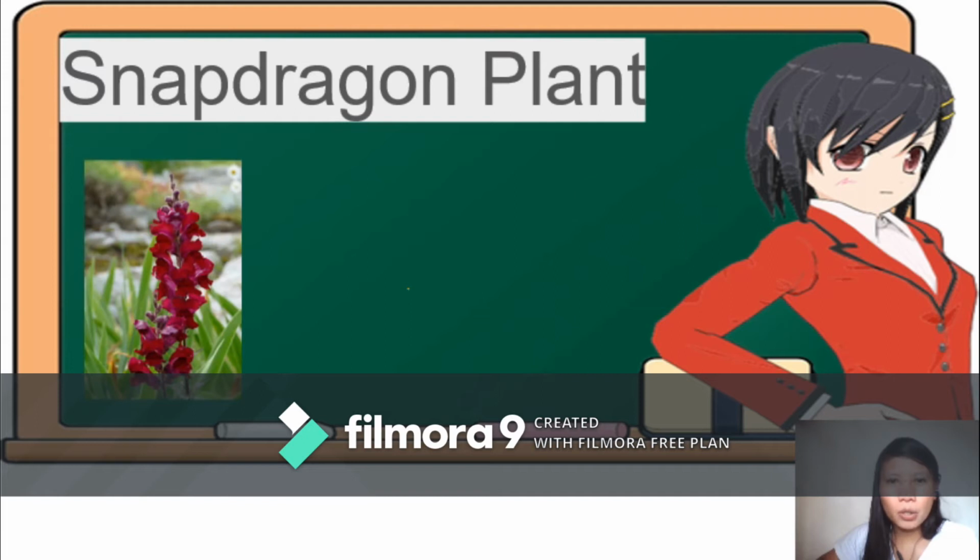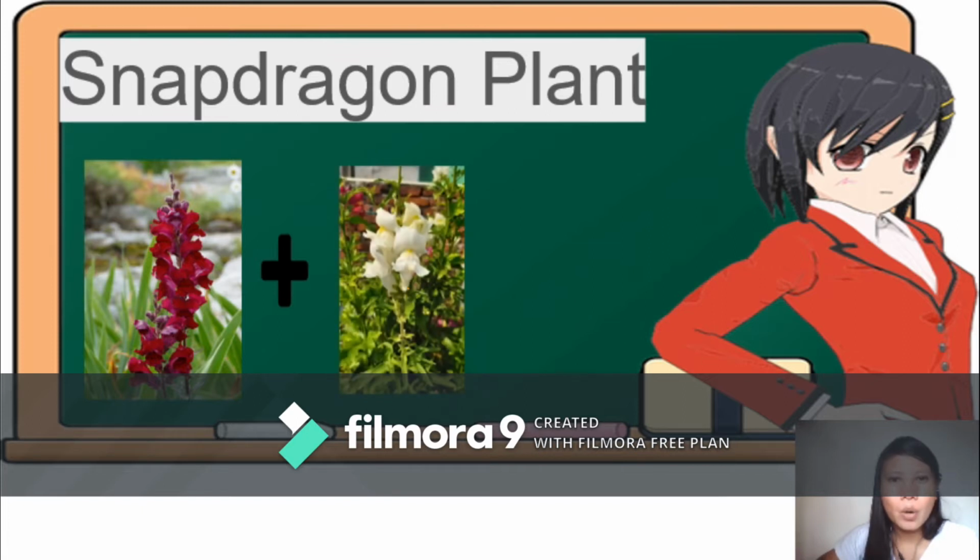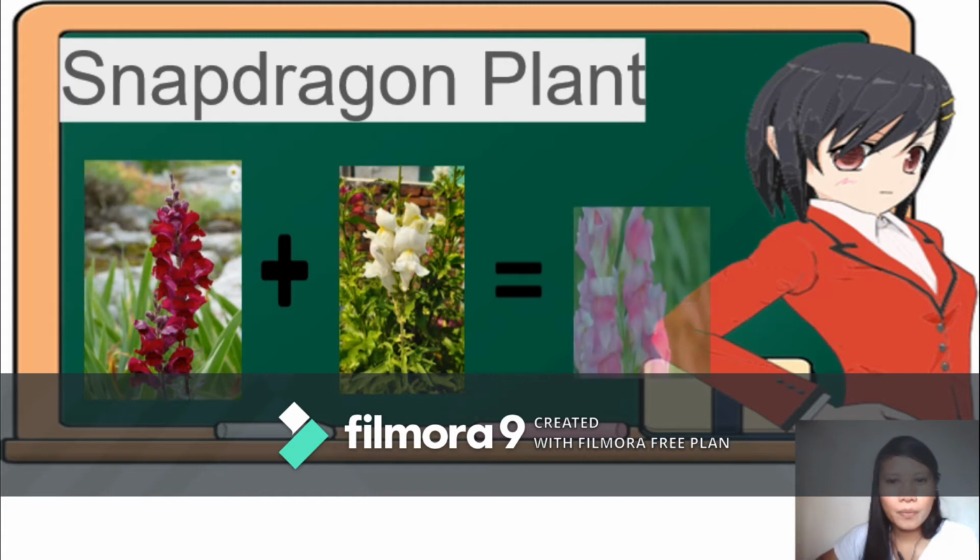So this is a picture of a Snapdragon plant. We have the red one and the white one. When a red flower is crossed with a white flower, the resulting offspring plant is pink. So, kung titignan natin, walang nangingibabaw na kulay pagdating sa offspring or tinatawag na magiging anak, kundi the trait will be intermediate. Ibig sabihin, nasa gitna ng dalawang kulay.